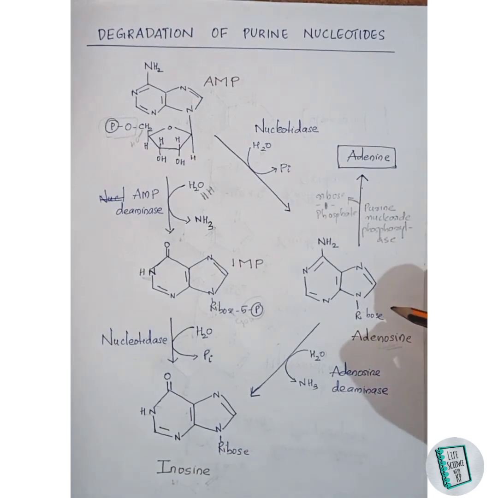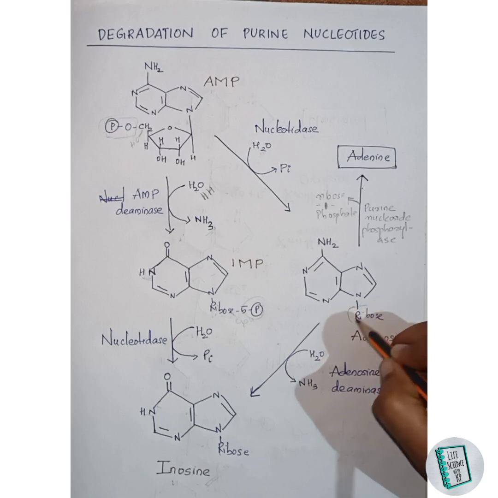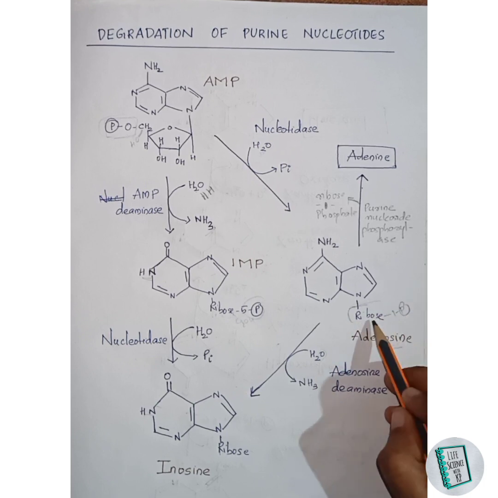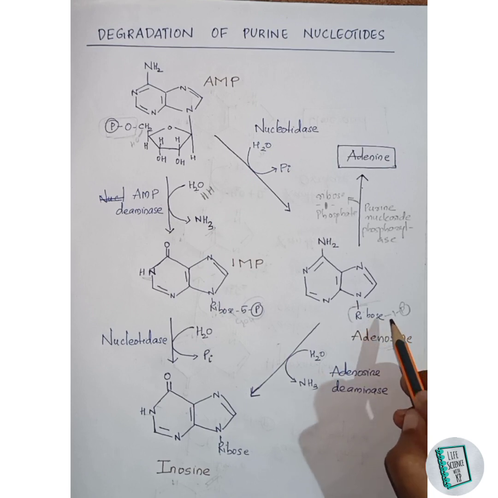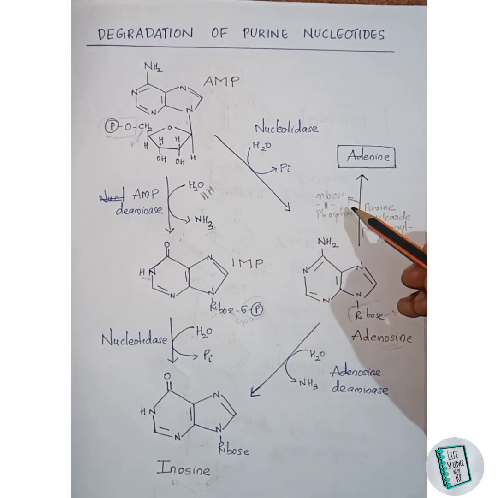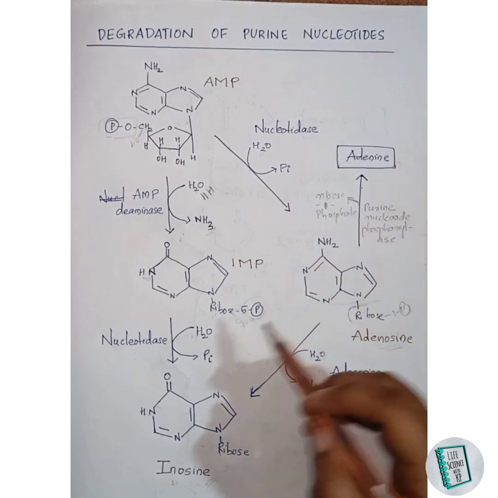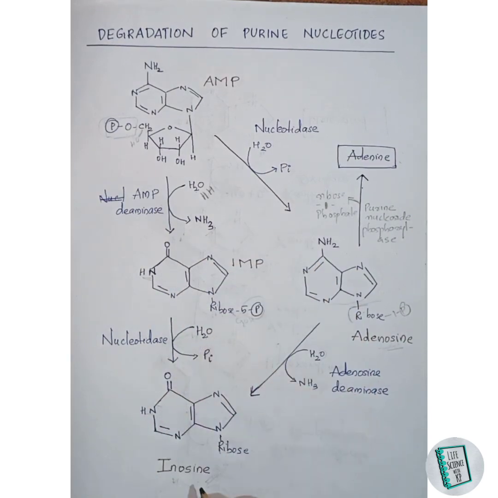Then this adenosine may also undergo another path, that is, it can be degraded to adenine in presence of purine nucleoside phosphorylase enzyme. What happens here is a phosphoric acid group comes and cleaves this ribose by attaching itself to this ribose as 1-phosphate. So this phosphoric acid attaches to the first carbon of the ribose and leaves as ribose 1-phosphate. Thus, this group is left, that is the adenine. So first of all, this AMP is degraded to inosine.